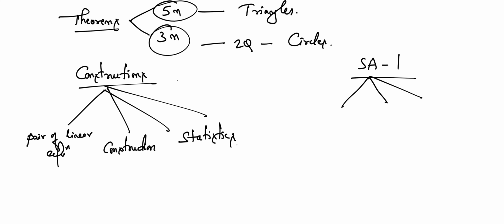We have construction. Any guess? The chapter where we have to do any construction by using scale, compass, protractor, eraser. Construction. You have to construct. Construct means what, children? Drawing. Any chapter? Children? No, only 3 chapters we have.